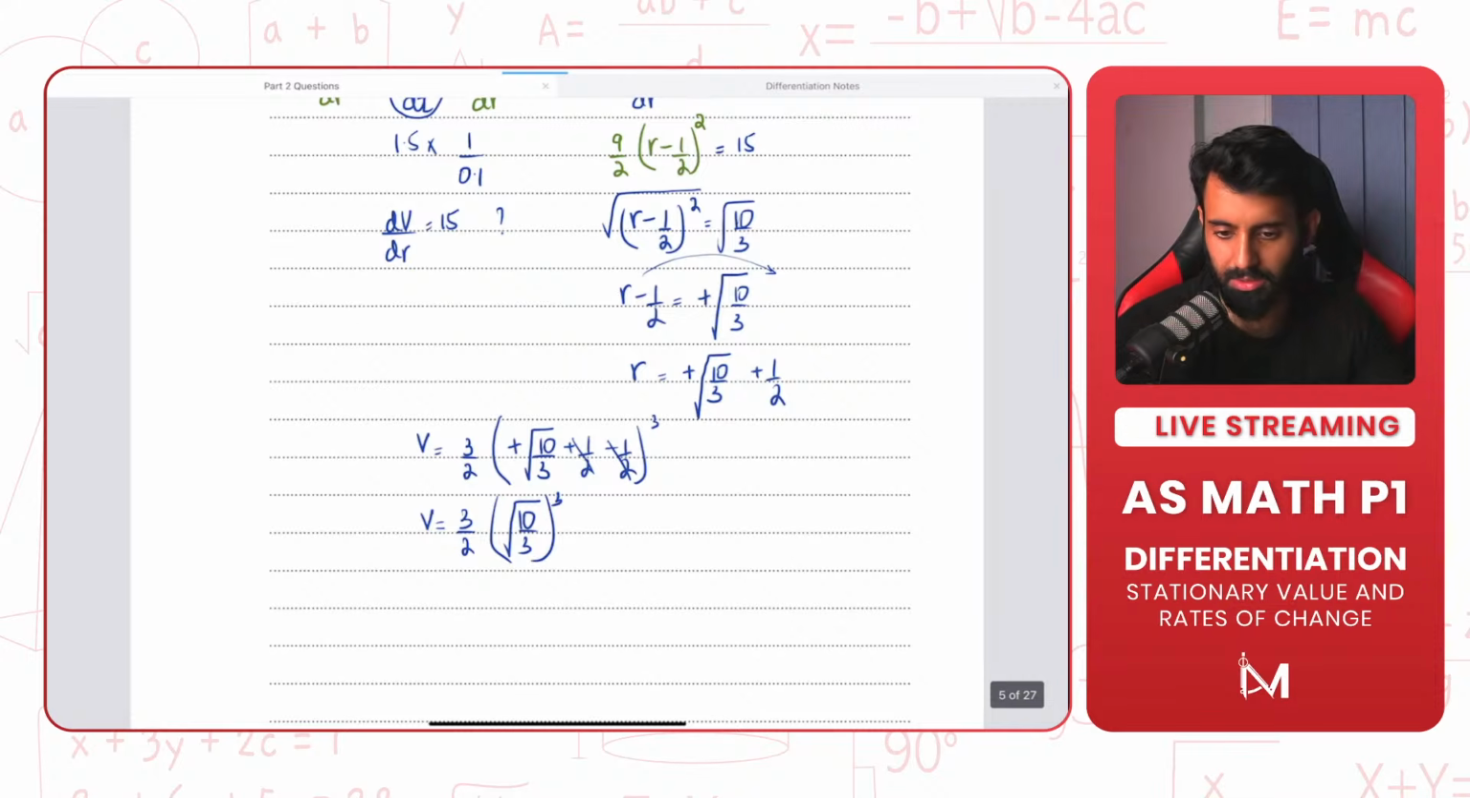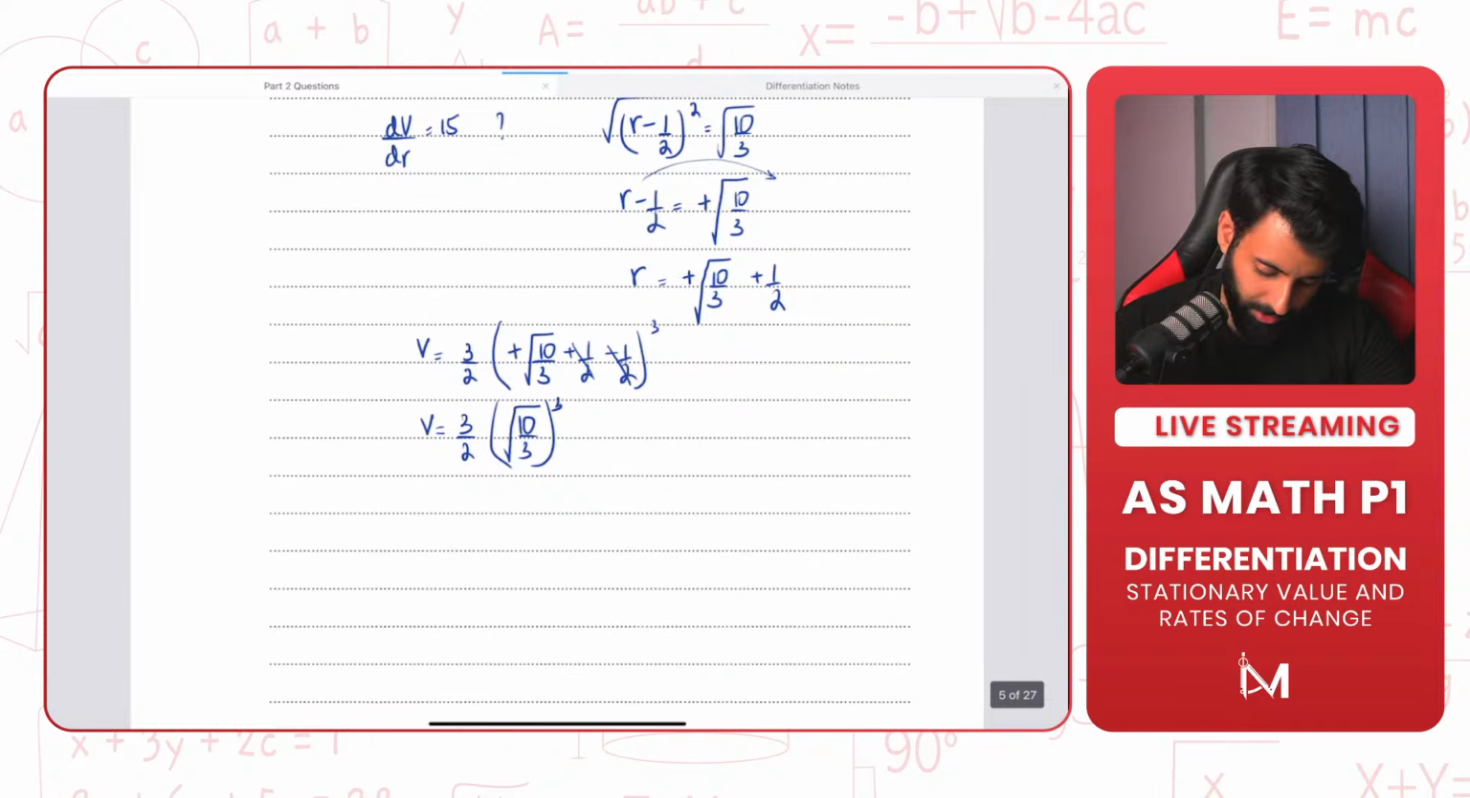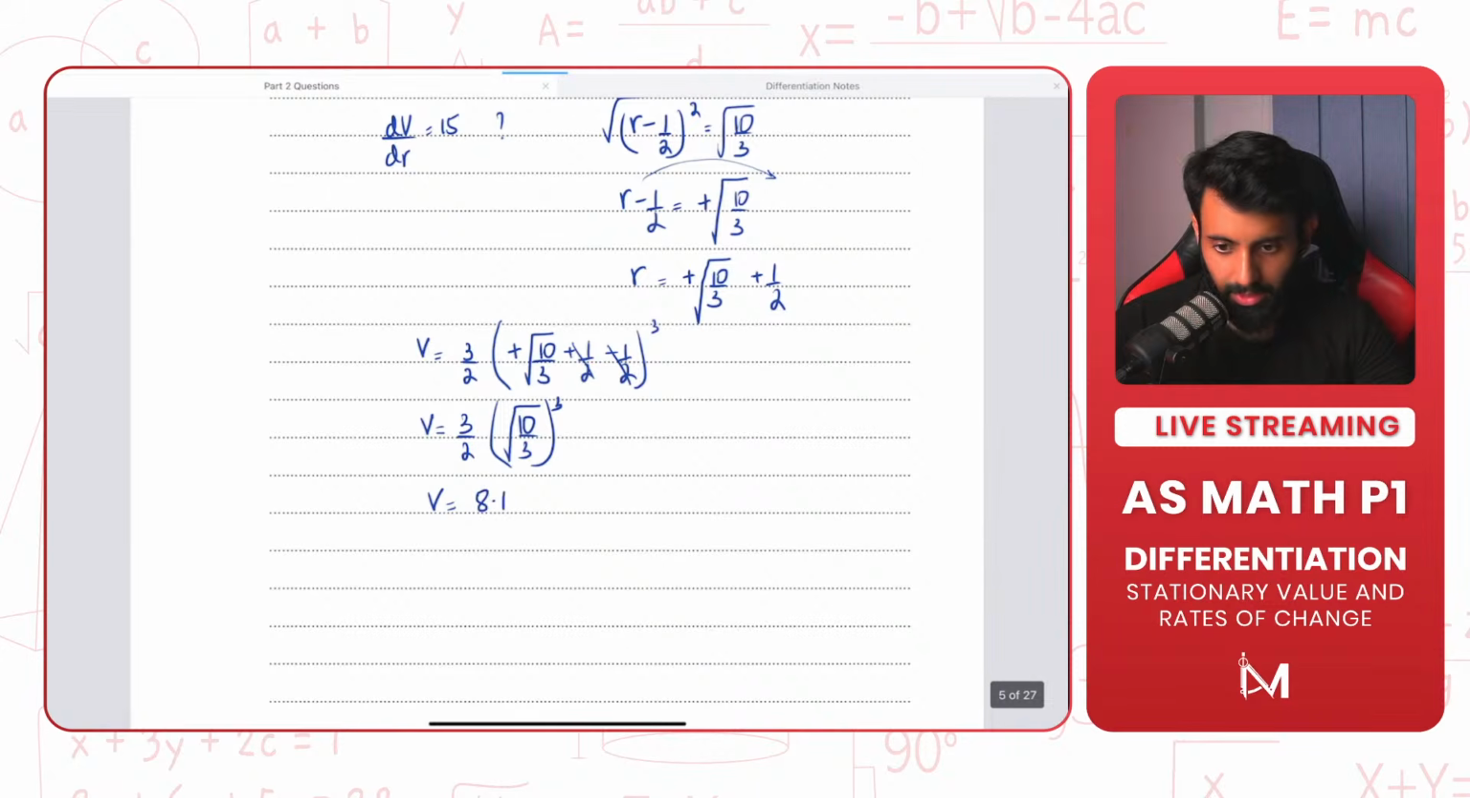Now, work this out using a calculator. And if you do it correctly, let's see what you end up with. So first of all, 10 divided by 3. And then let's take the square root of it. Then let's cube it. And then multiply it by 3 divided by 2. So we end up with 8.13. Volume is equal to 8.13. And there you go. That's the answer.